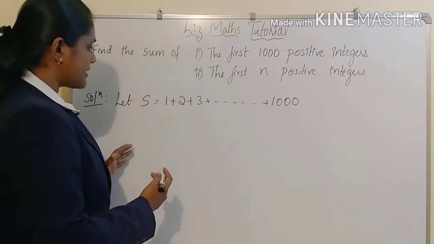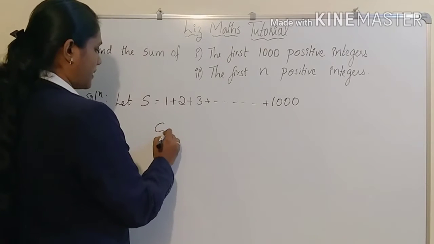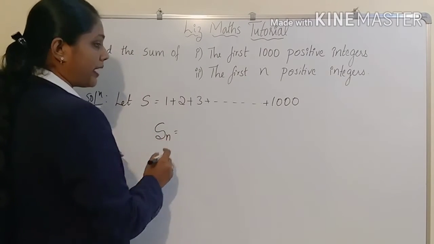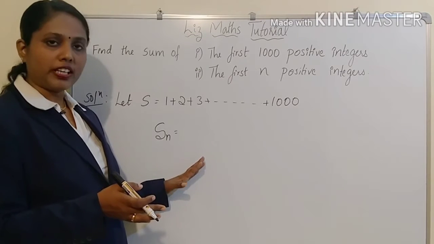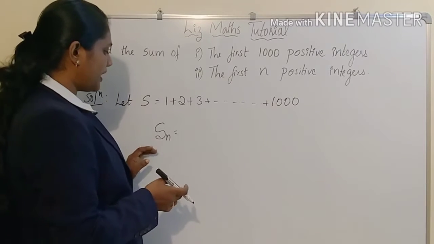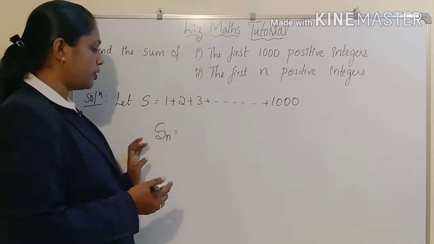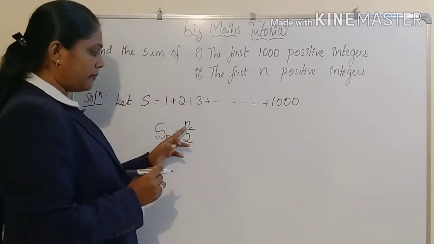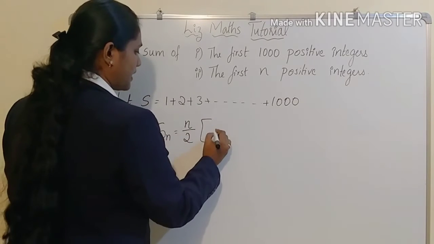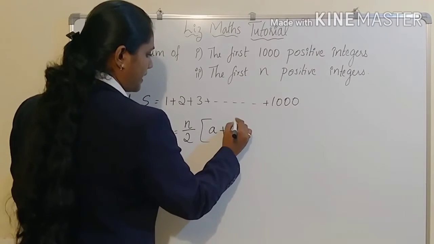To find the sum, here you have two formulas. Sn is equal to n by 2 into 2a plus n minus 1 into d. That formula is also there. Also there we can find one more formula. Sn is equal to n by 2 into a plus l.